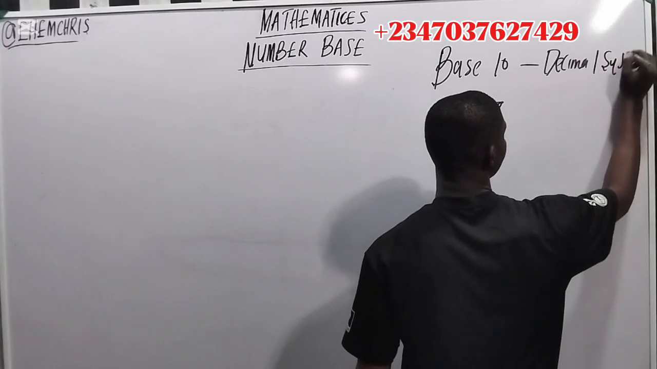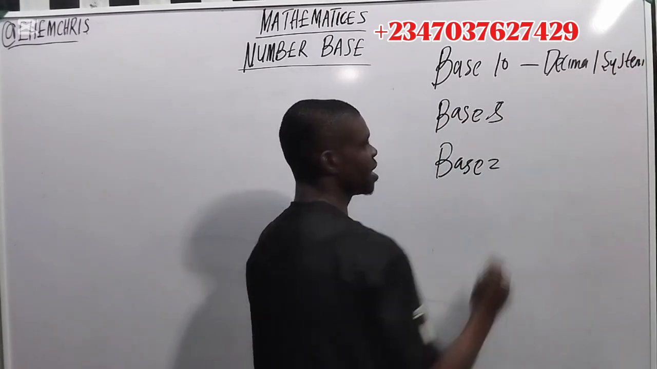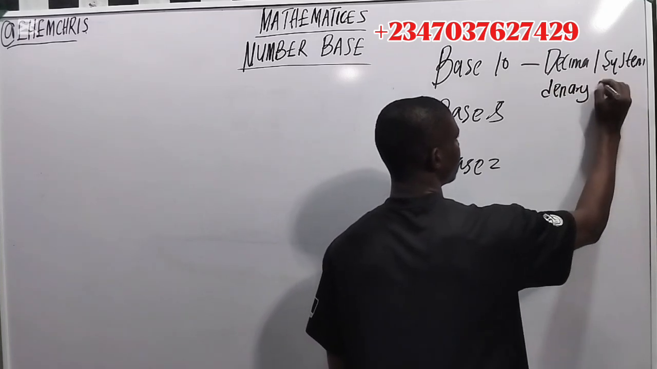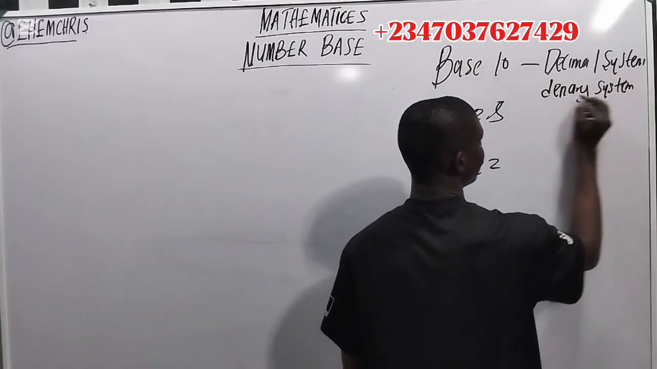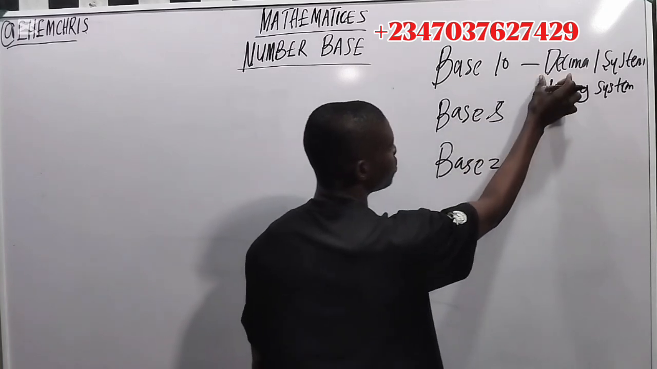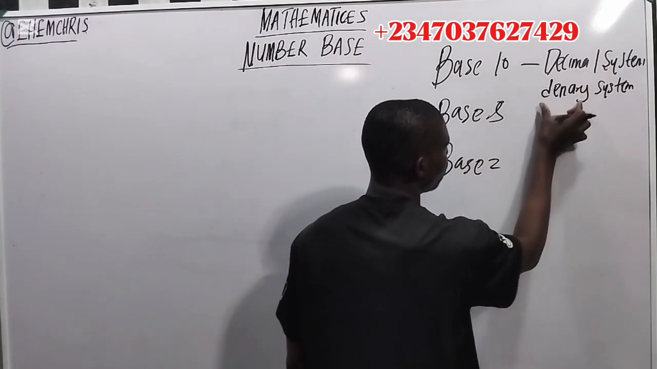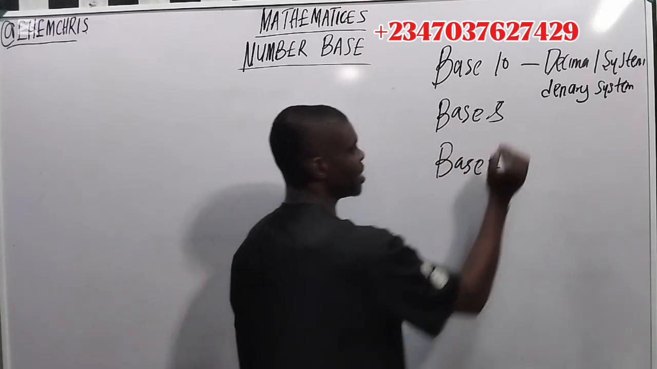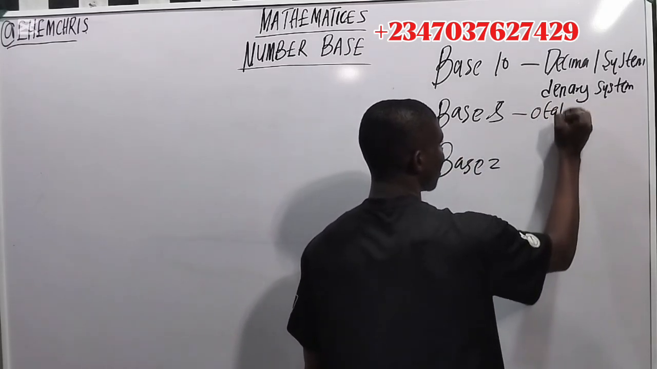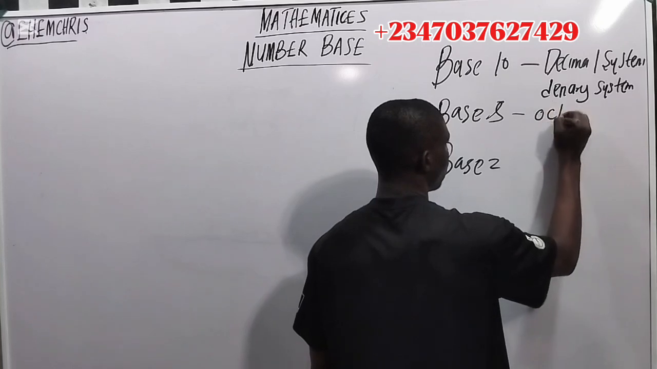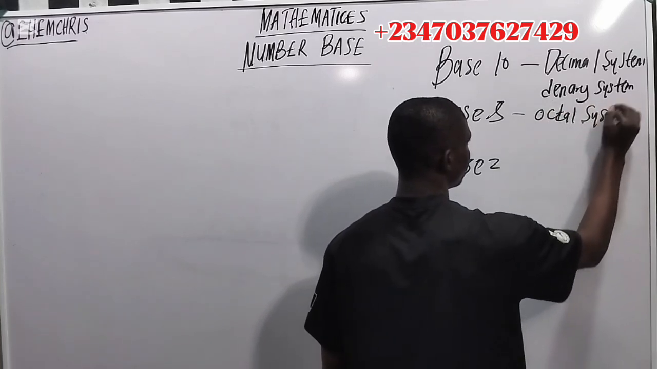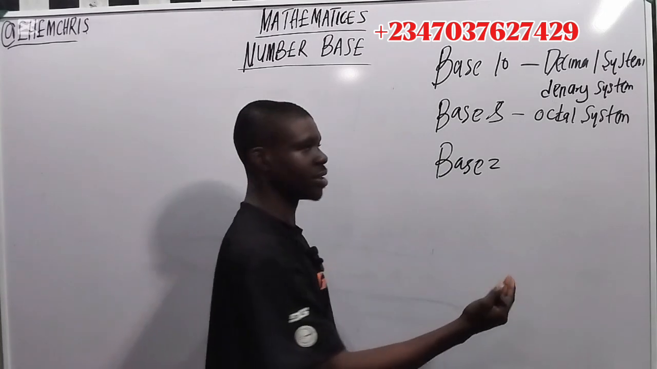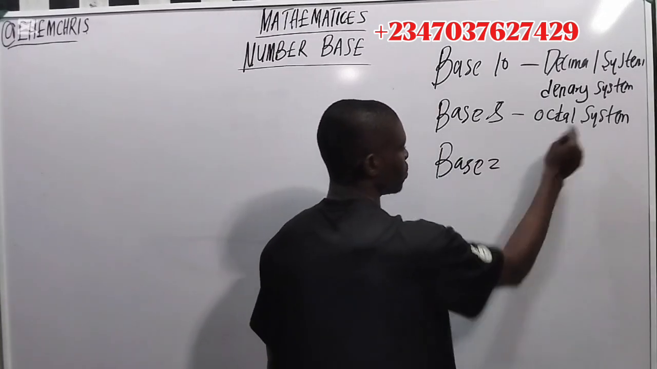Now, base 10 is called the decimal system. This decimal system is also known as the ternary system. Now we also have base 8. Base 8 is called the octal system. Octal means 8, so we call base 8 the octal system.